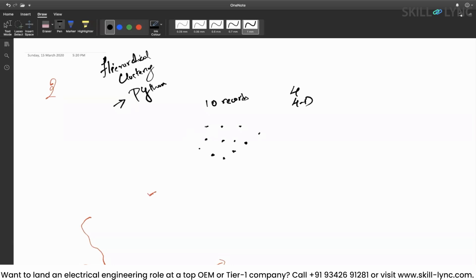Now what happens in this case, the only difference between k-means and hierarchical clustering is, in k-means we have calculated the distances from the data points and their corresponding centroid, right? But here, the distances would be calculated from one point to another, from one point to another, and so on. For example, I have 10 records, and if I want to calculate the distance between all the points among each other, every point will have 4 features, x1, x2, x3, x4.